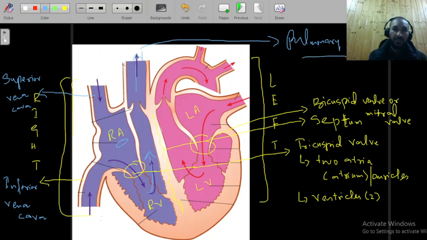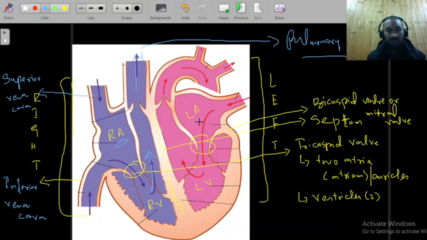Please remember that the pulmonary artery is the only artery that carries deoxygenated blood, blood which has very little oxygen. The rest of the arteries carry oxygenated blood. So the blood goes to the lungs for oxygenation, and in the lungs, through the alveoli, the oxygen diffuses into the blood. Now that blood is brought back to the heart.